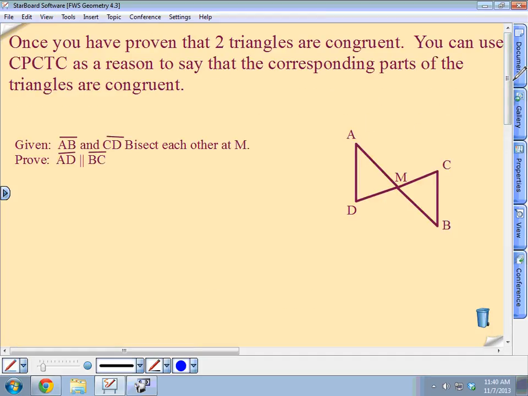All right, so the first thing we want to know is, once you've proven that two triangles are congruent, then once you've done that, you can start using their corresponding parts to prove other things.